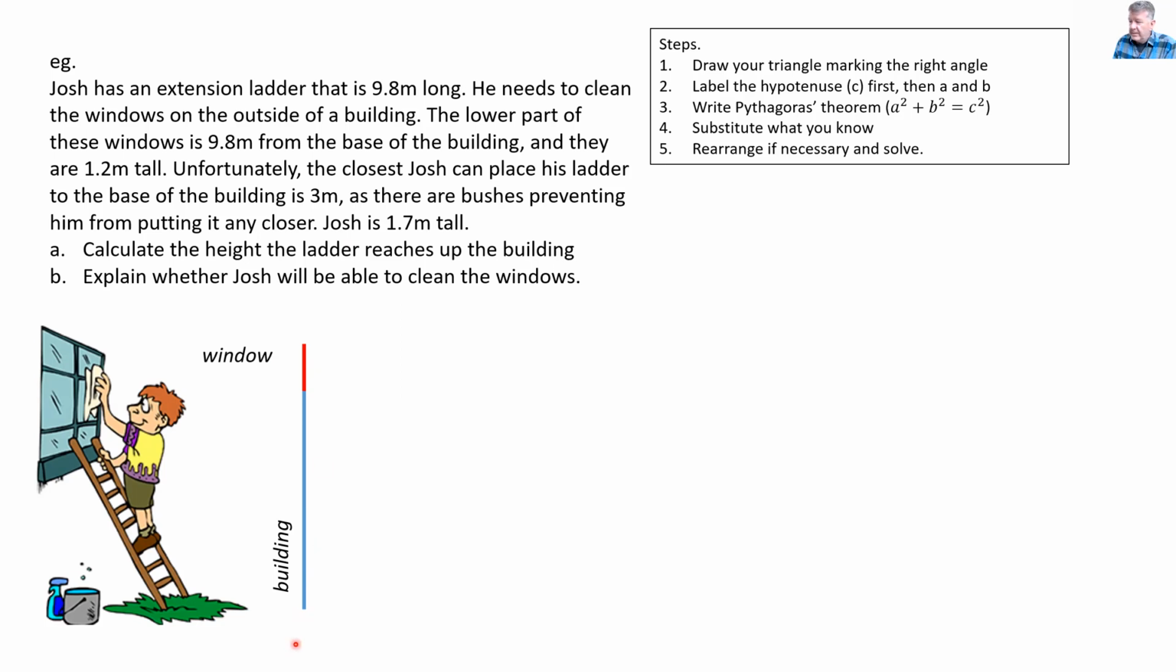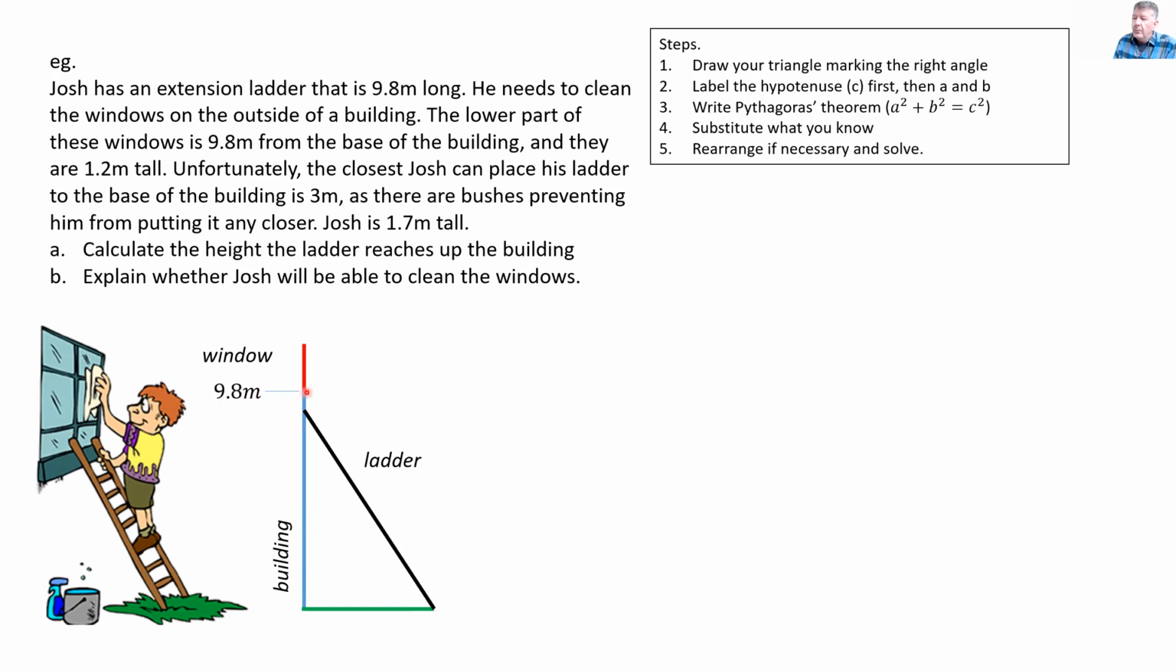We have the ground. So we'll put the ground down here. And of course, Josh is going to be standing on a ladder. Well, there's our triangle. What do we know? We know the building is 9.8 meters tall. Now that goes up to there.